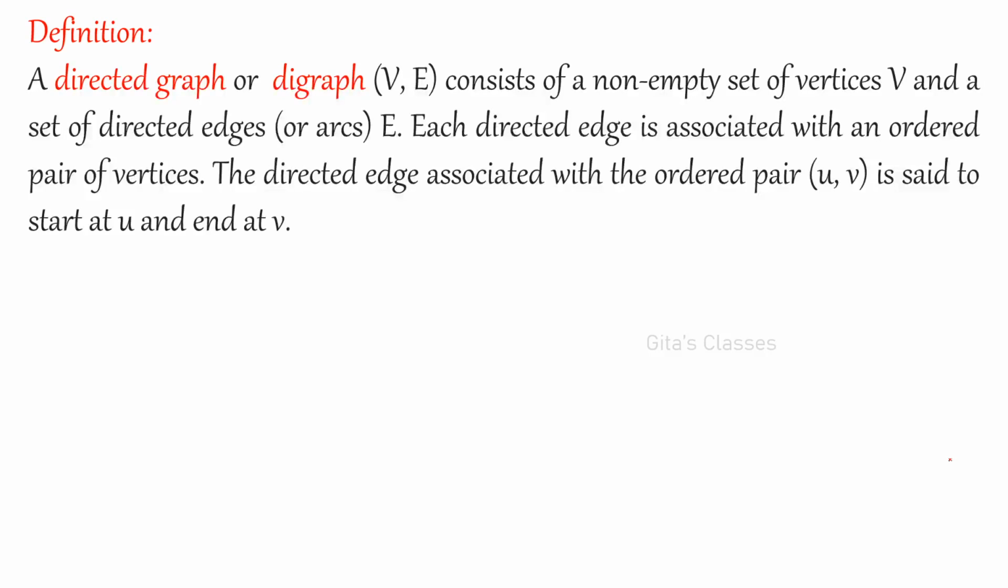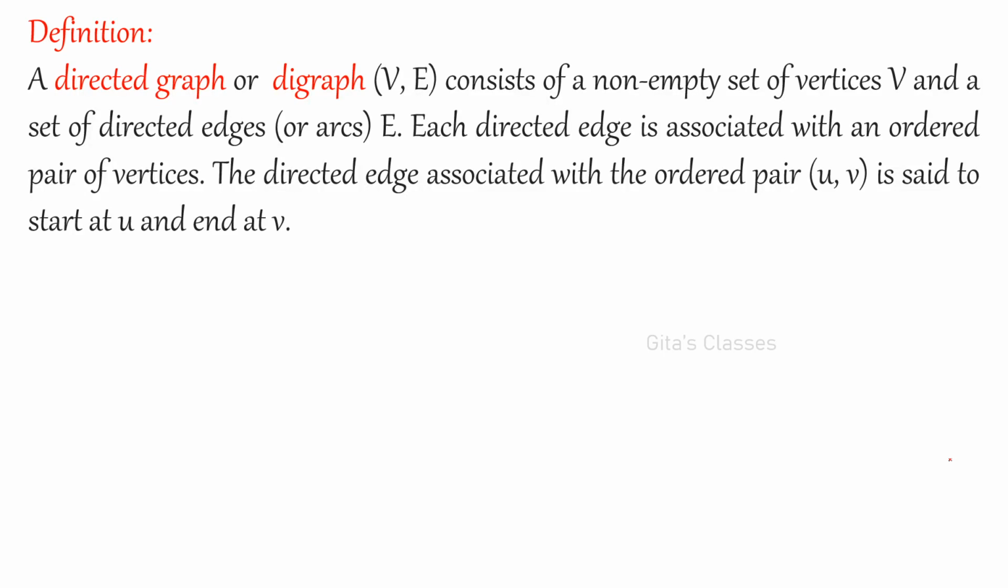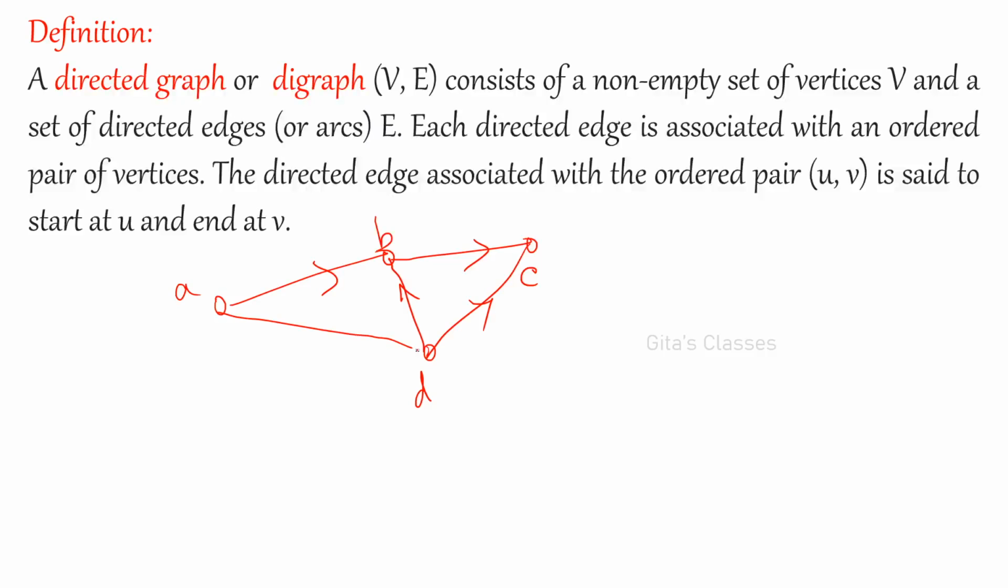Next is directed graph. Till now we did not have any arrow mark, direction. So if you have direction, then it is called a directed graph. This is A, B, A to B, B to C, then D to C, B to D, D to A. You can have D to any as you wish.